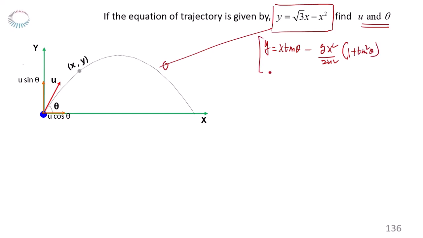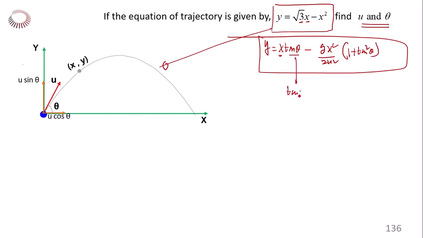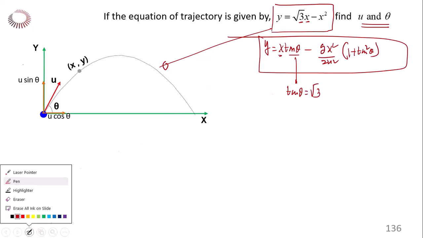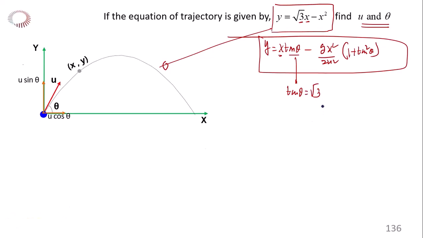If you compare between these two equations, the coefficient of x is root 3. Here the coefficient of x is tan theta. So I can clearly say that tan theta equals root 3. So equate the coefficient in equation number 1 and equation number 2. Root 3, so theta becomes 60 degrees.